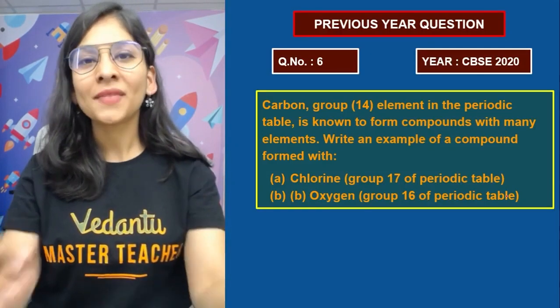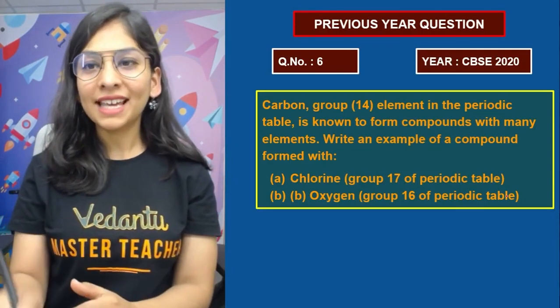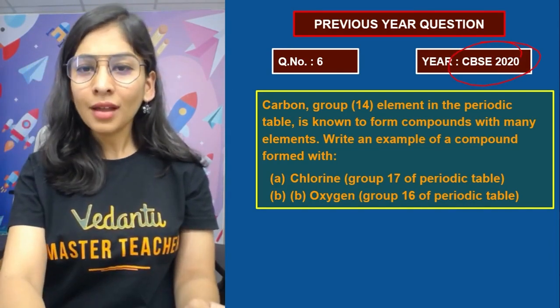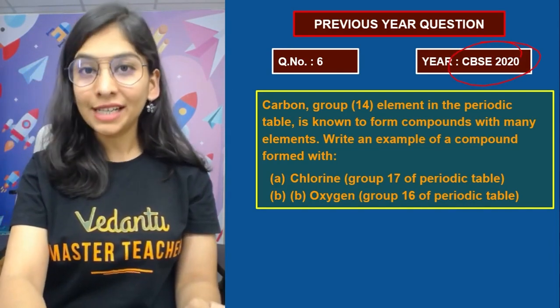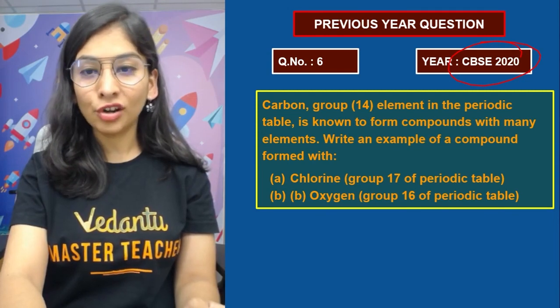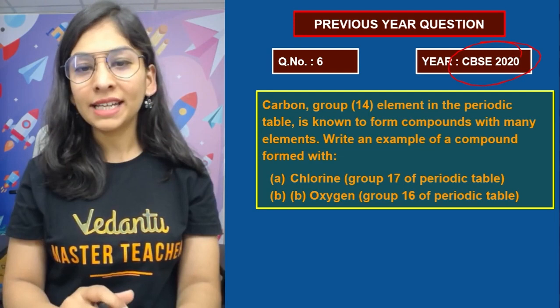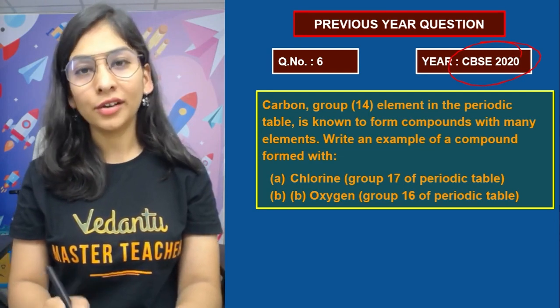Let's move to question number 6 that came in year 2020 only. The question is: carbon, that is in group 14, definitely because 4 valence electrons in the periodic table, is known to form compounds with many elements. Write an example of a compound formed with chlorine and oxygen.